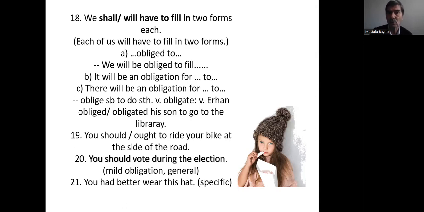19, you should or you ought to, or you had better. Okay, you should ride your bike at the side of the road. You should vote during the election. Mild obligation, a general opinion, a general idea. This is a general acceptance, okay? You should vote during the election. It's an acceptable behavior. Civil behavior.